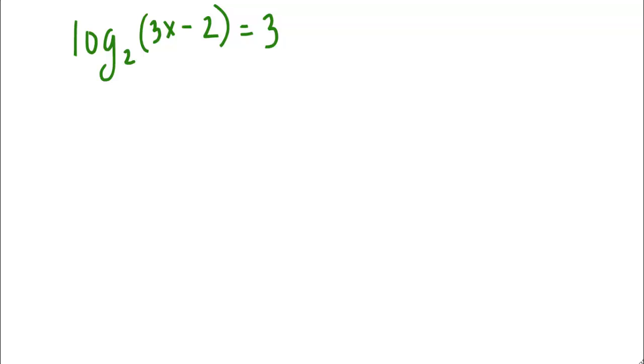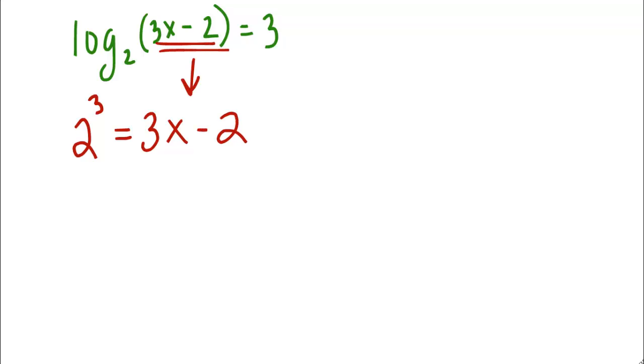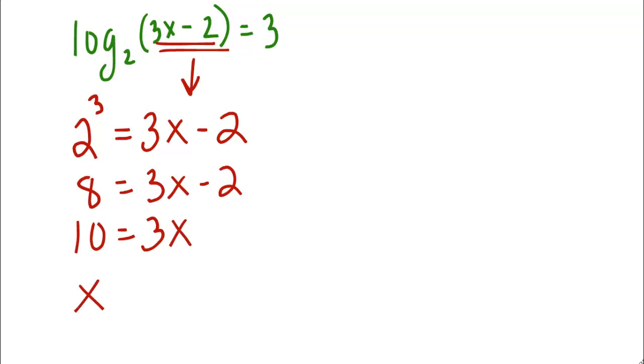Let's take a look at this example. Still pretty basic, but now instead of just log base 2 of x, we have log base 2 of 3x minus 2 equals 3. We can rewrite this in exponential form as 2 cubed equals 3x minus 2. This whole 3x minus 2, that binomial, is kind of in the place of where x was in the previous example. We still treat it as one sort of chunk. 2 cubed is 8. And now it becomes a very simple linear equation. I can add 2 to both sides and divide by 3. So x here is equal to 10 thirds.